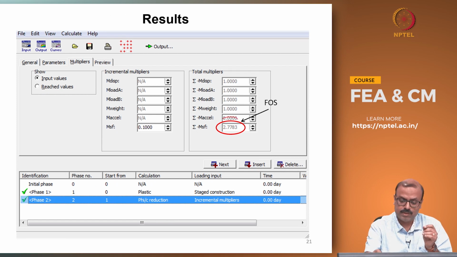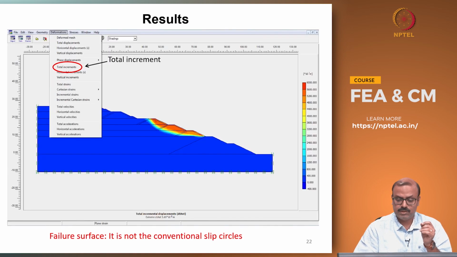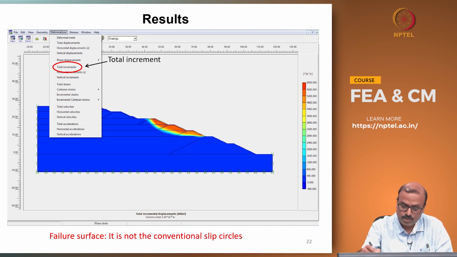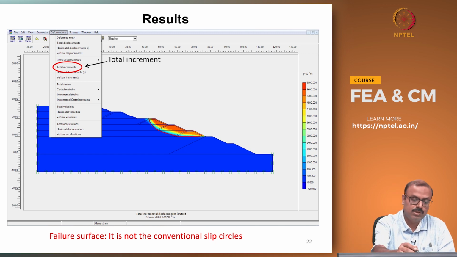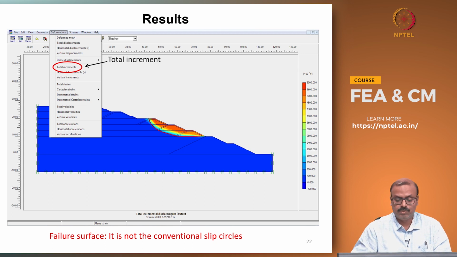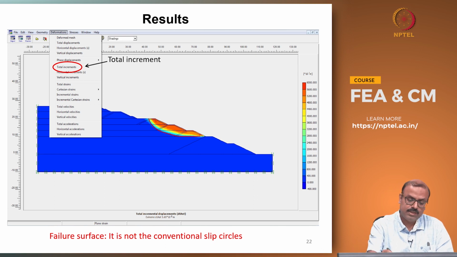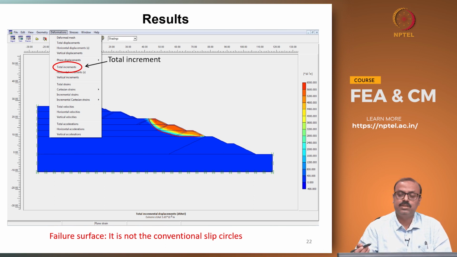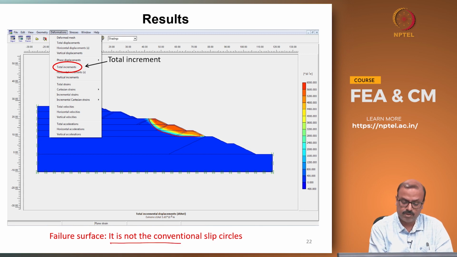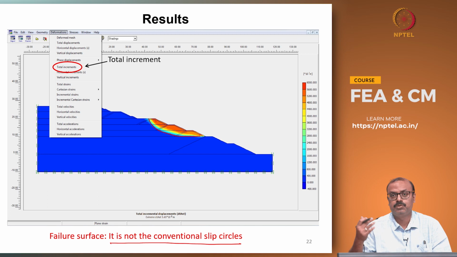So, that is where the factor of safety develops in the cumulative multipliers. So, we can actually see the slip circle. Here this contour will tell when the critical failure circle is. You have to choose the total increments contour plot, and then you will see the failure surface. Keep in mind that this is a representative of the slip circle, but in principle it is not the actual conventional slip circle which we generally do for Bishop's method or a similar limit equilibrium method.